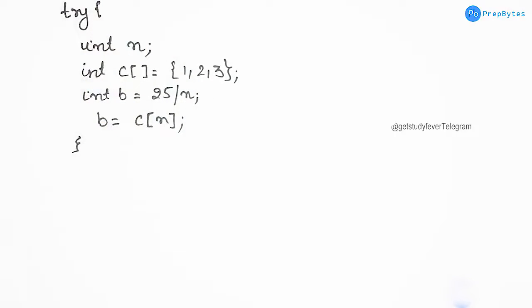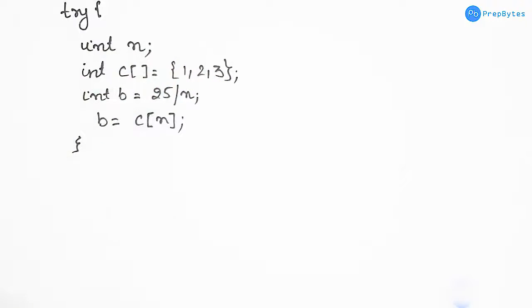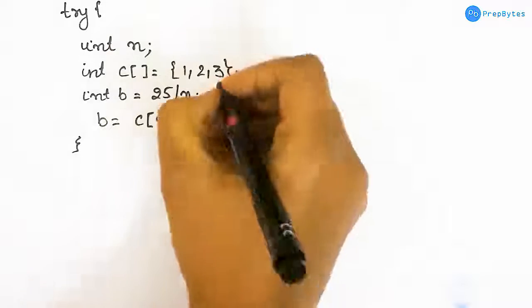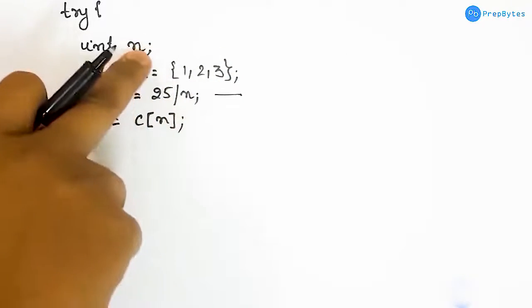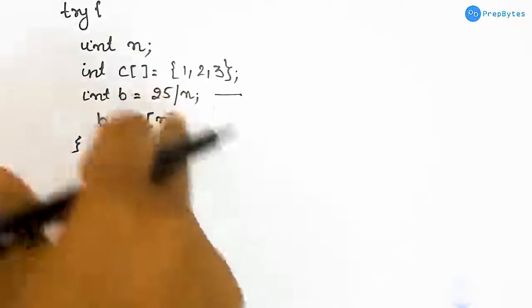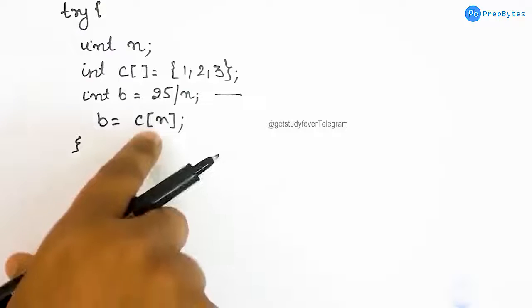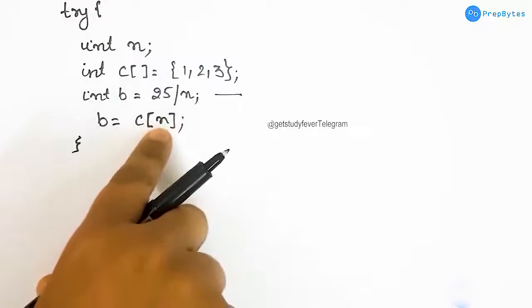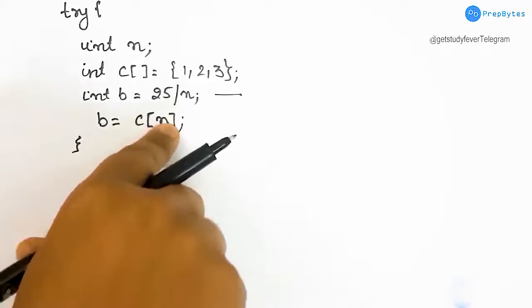Let's say I'm taking this integer as an input from the user. So what is happening is that we have an integer n. We have an array C which has 3 elements. Now we are performing 2 operations. This is one operation. We are performing a division operation. Whatever is the n, we will divide 25 by that n. And whatever is the n, we will try to index. We will try to find the element that is there at index n.